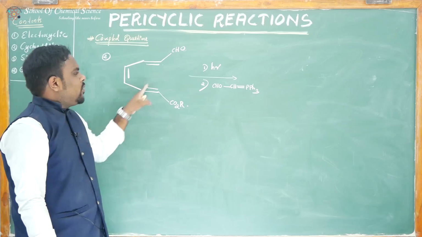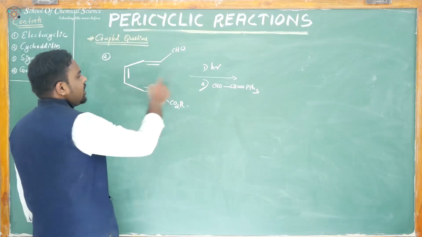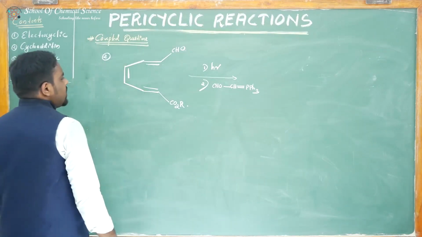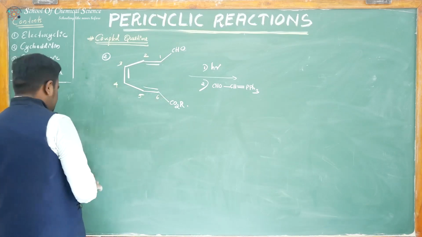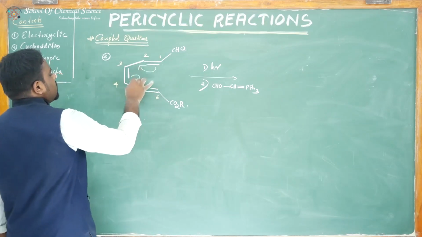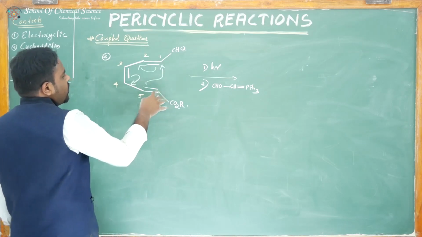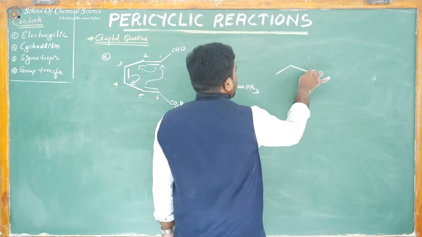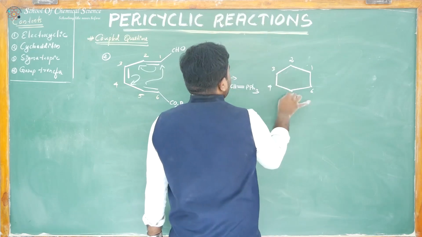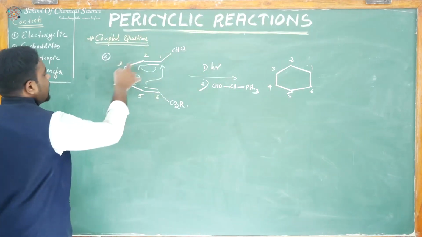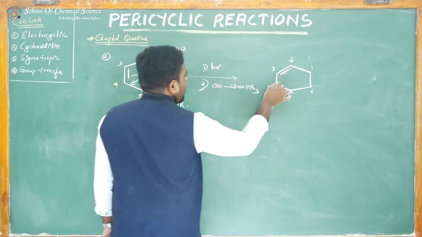So a conjugated polyene under photochemical condition or thermal condition undergoes electrocyclization. Giving numbers, 1, 2, 3, 4, 5, 6 carbons are there. This will make a sigma bond between the first and sixth carbon. A new sigma bond is formed between first and sixth carbon, so a 6-membered ring. This is 2, 3, 4, 5. Between 2 and 3, a new pi bond is formed, and between 4 and 5, a new pi bond is formed.